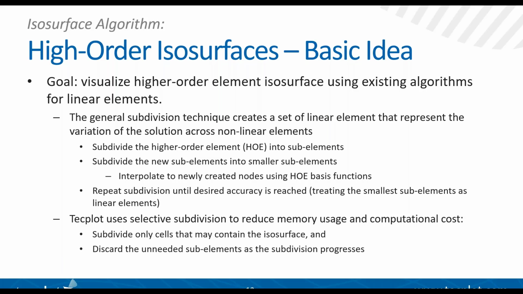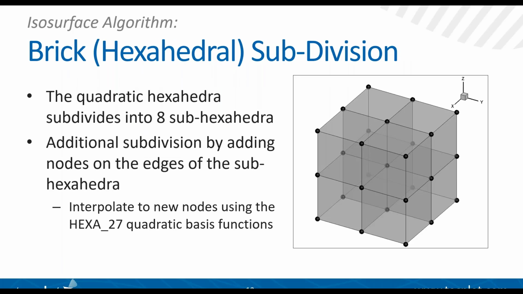Tecplot uses selective subdivision to reduce memory usage and computational cost. So in this case, we subdivide only those cells that may contain the isosurface with some buffer to handle the fact that the extrema may be within the cell. And we discard the unneeded sub-elements as the subdivision progresses. So in the end, you only have those sub-elements that contain the isosurface. So it's a big savings in terms of memory and computational cost. And I'll give you some examples.